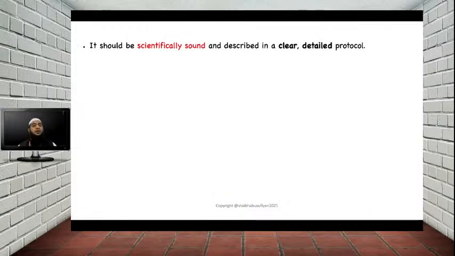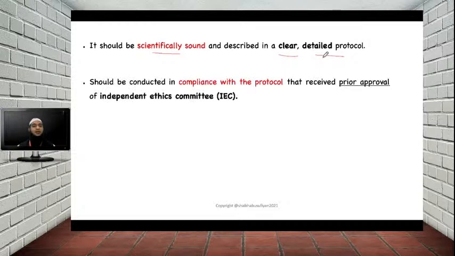Then in addition to this, it should be scientifically sound and described in a clear and detailed protocol. So whatever proposal is submitted, especially by the investigator, it should have scientifically sound information and it should be described very clearly with a detailed protocol, with each and every step, right from step 0 completely till phase 3 of the clinical trial. Everything you need to mention step by step, with a clear definition of what you are going to do and what procedure you are going to follow. Okay, so that must be submitted to the ethical committee.